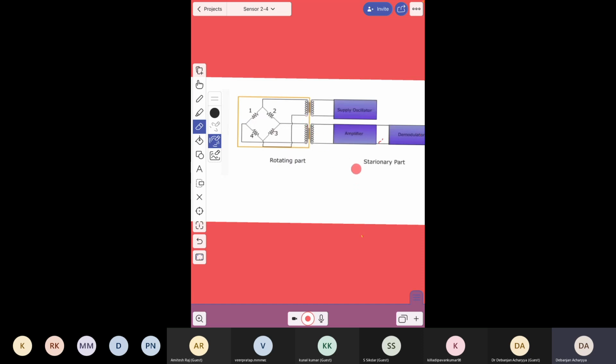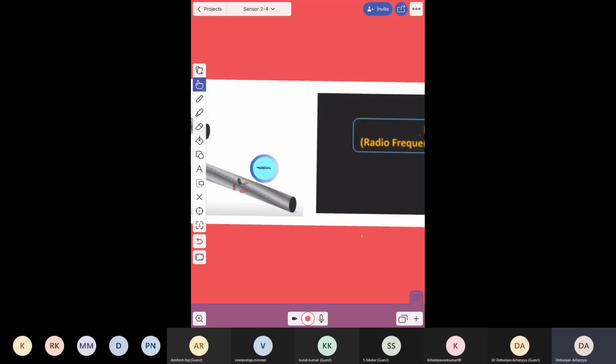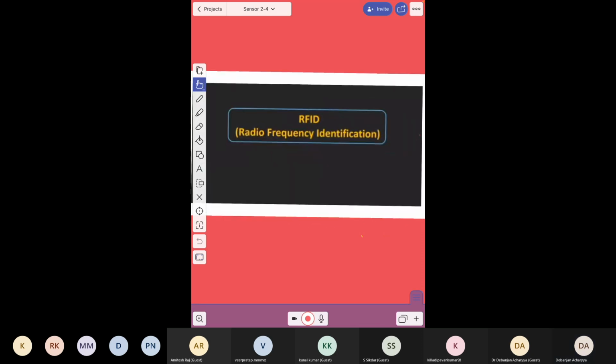Although there are several other methods, by measuring the force you can also measure the torque, and by measuring the speed you can measure the torque, but this is the simplest kind of measurement principle for measuring the torque. Fine. Now there are also other sensors. I will show you some interesting video on that.